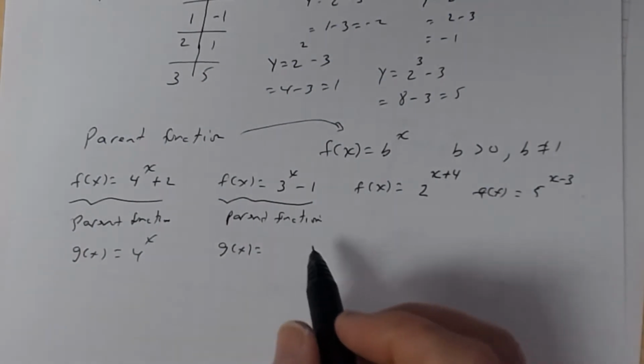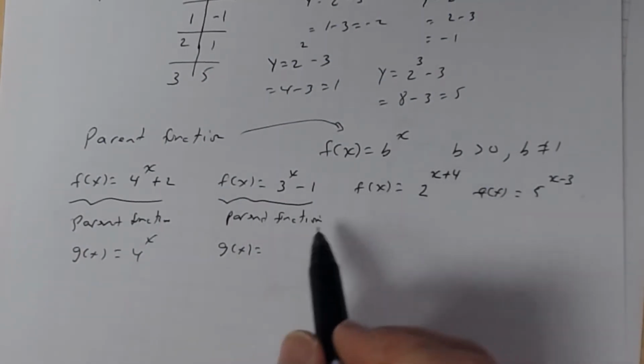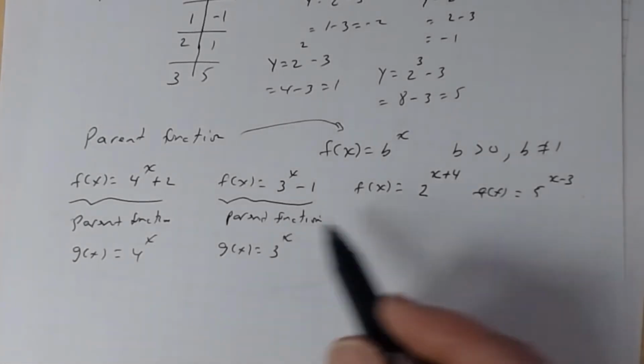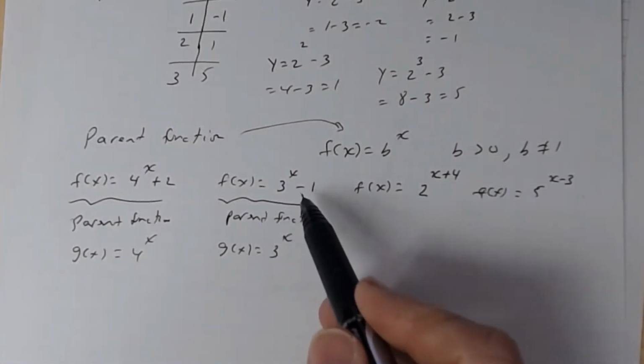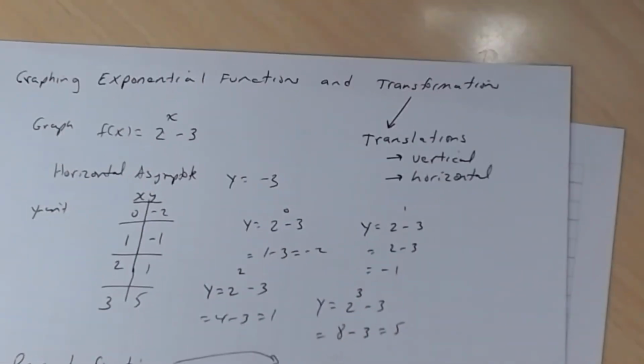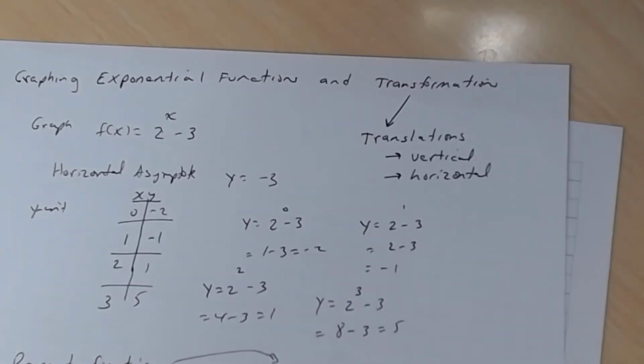All right, remember, it's got to be this form. So your base here is 3, so you just say 3 to the x. And from this parent function, you'll be able to graph this using transformations. In this case, translations.